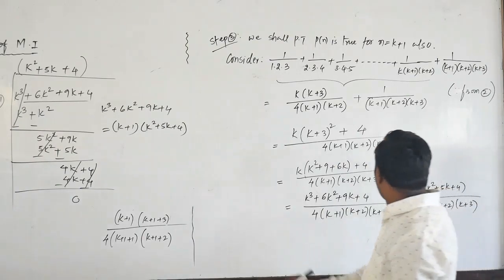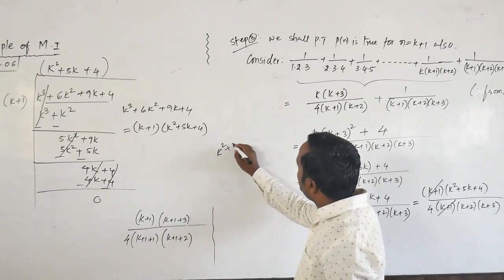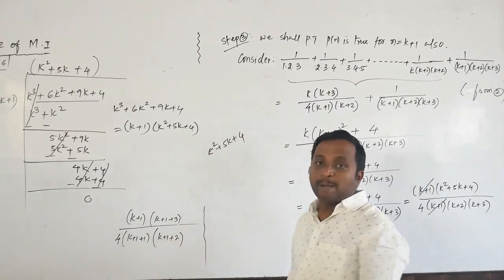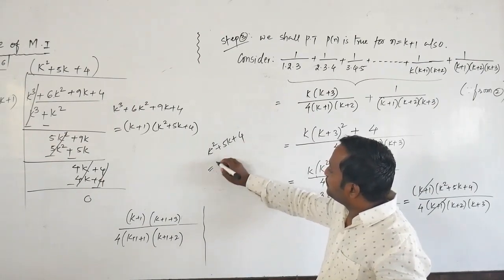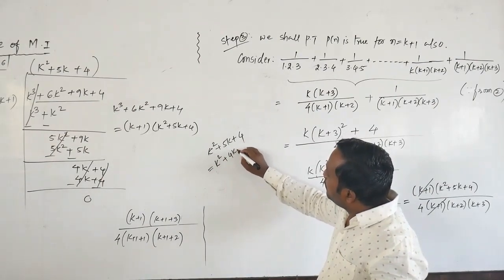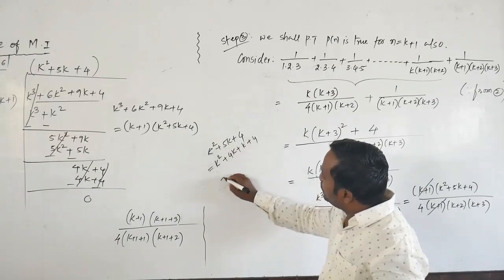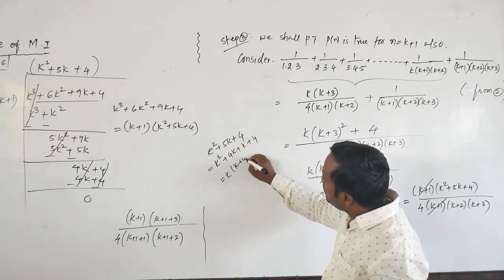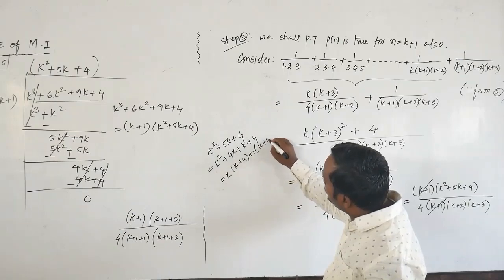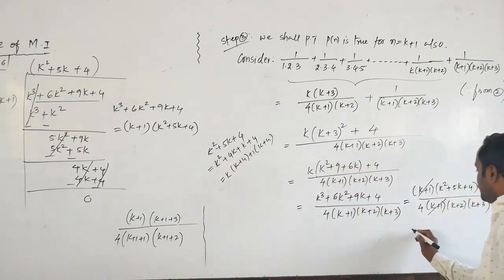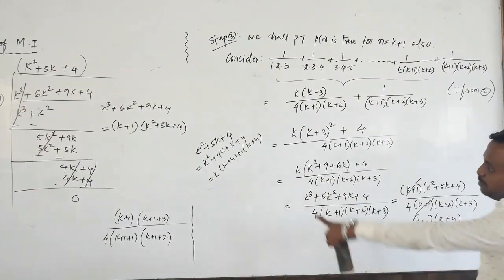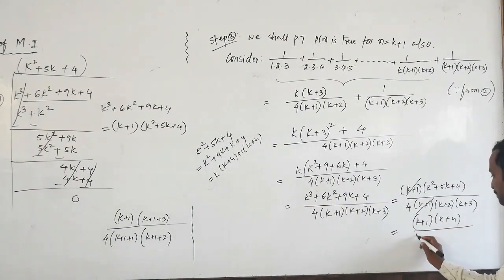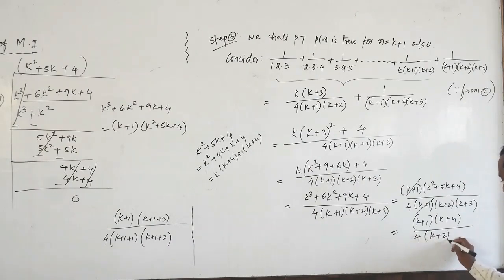Again you can factorize k square plus 5k plus 4. Factorize now. 4 into 1. k square plus 4k plus k plus 4. So k common, k plus 4. 1 common, k plus 4. So factorize now, the rest. So k plus 1 into k plus 4. k plus 1 into k plus 4 by 4 into k plus 2, k plus 3. But the answer is the same.